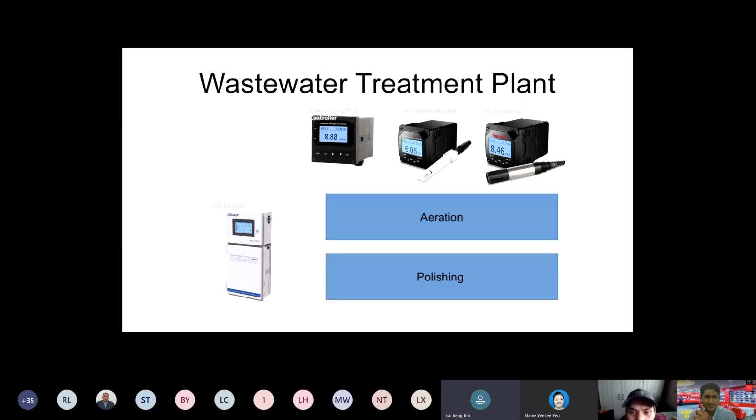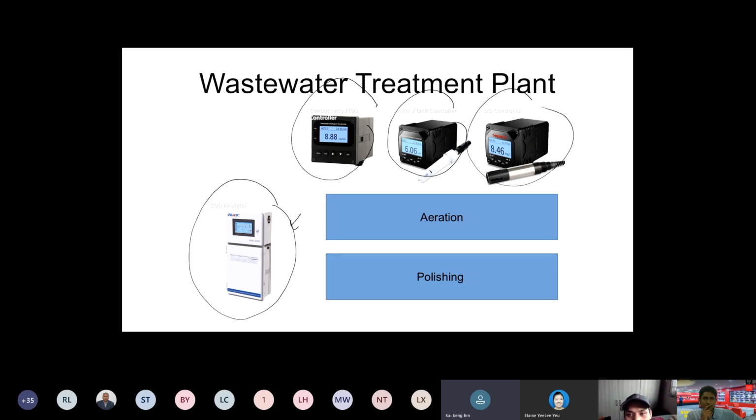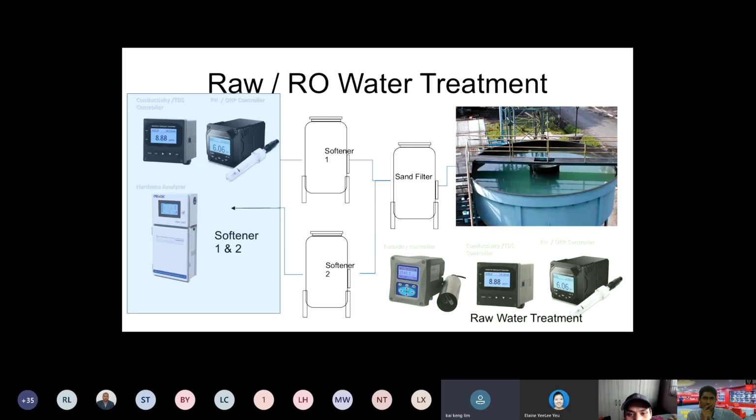So just now we mentioned we have this cloud-based monitoring, but you need to have some smart sensors to actually send signals or data back to the system. At the wastewater plant, we will install a COD analyzer to analyze COD, and we'll put in a conductivity or TDS meter, pH, and DO to monitor. And this one is at the raw water system. This is the treatment system for river water. So we'll put in pH, hardness, conductivity, and a lot more like this to control. This one is the clarifier, sand filter, softener.